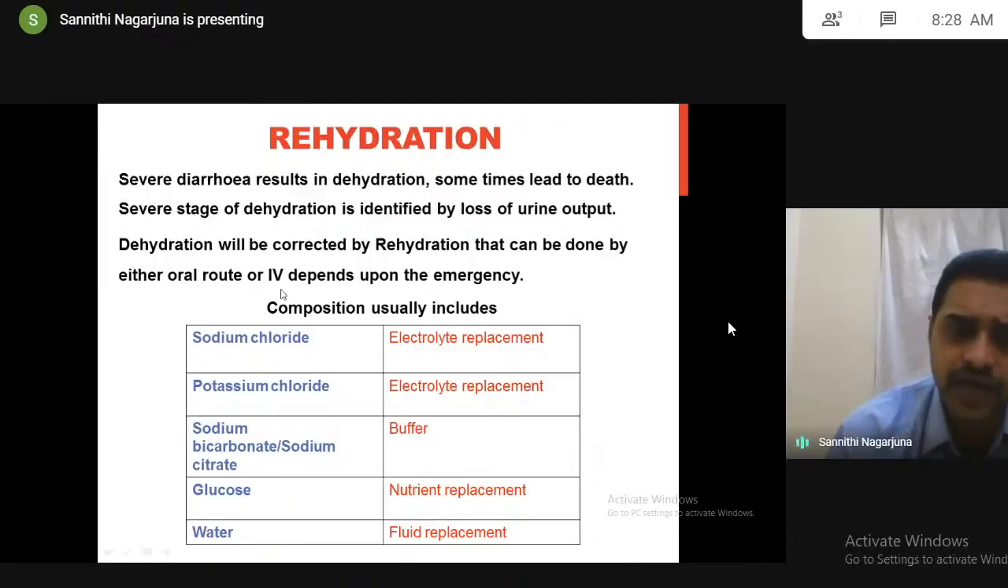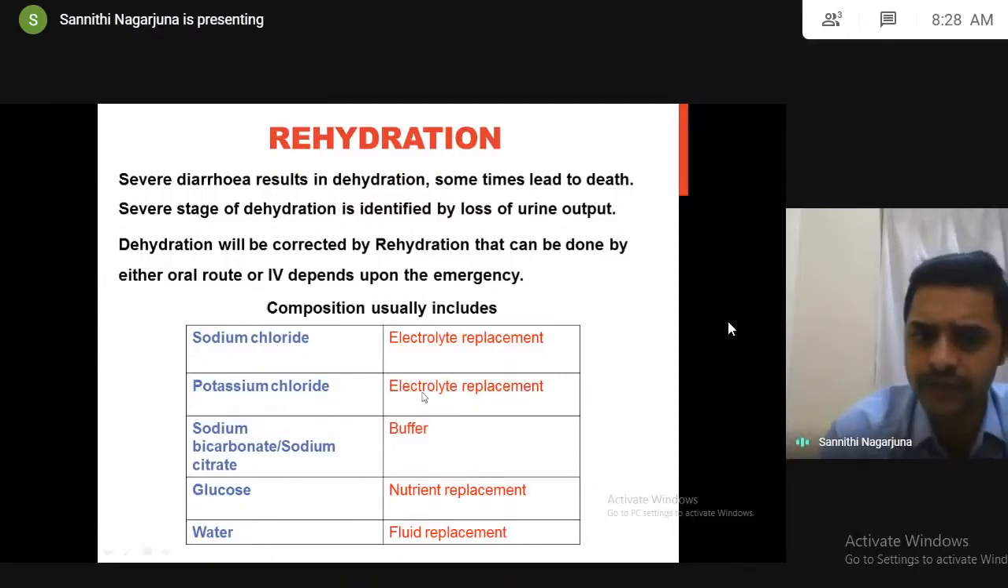Depending upon the emergency, we'll go for oral or IV. If the person's condition is normal, we'll go for ORS, oral rehydration salts, oral route. If the person is in an emergency, we'll go for rehydration by IV route. Usually the composition includes replacement of electrolytes, some buffers, some nutrients as well as fluids.